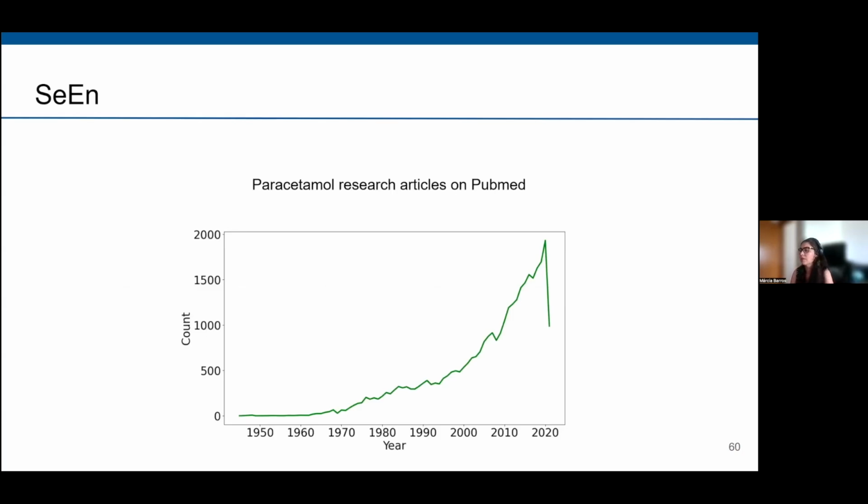So one thing that we noticed in the literature is that not all the items have the same interest to a specific researcher depending on the time. So this is, for example, for paracetamol, the number of research articles on PubMed, and you can see fluctuation here.